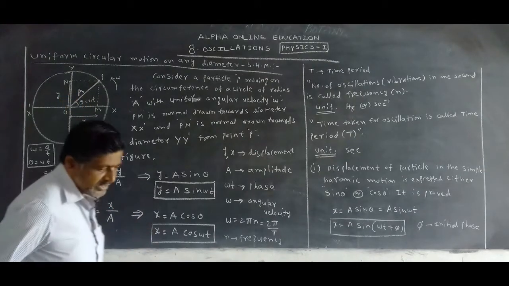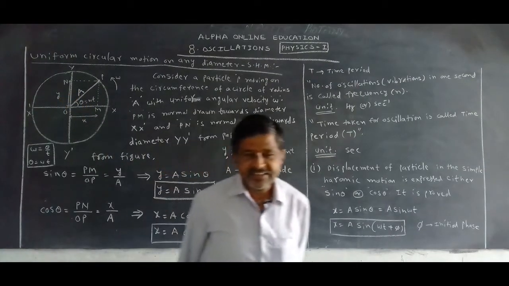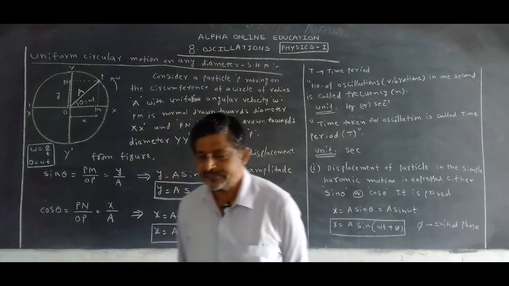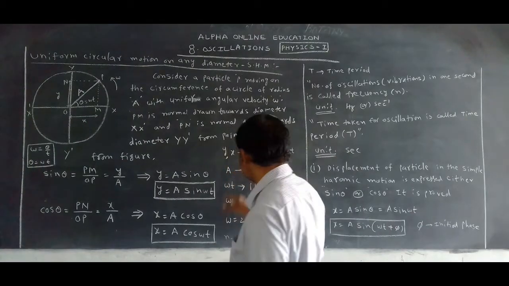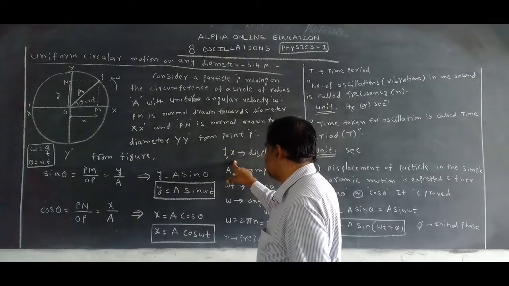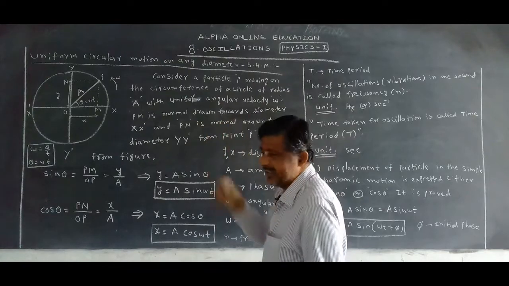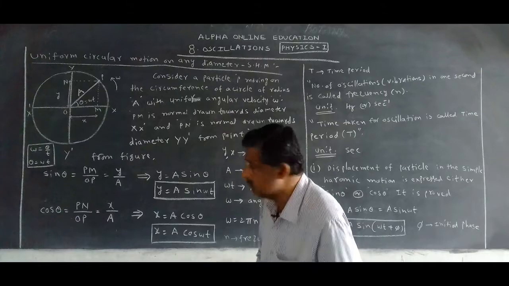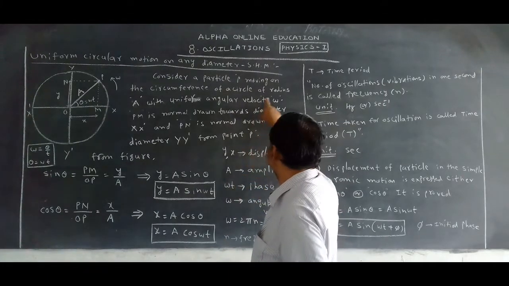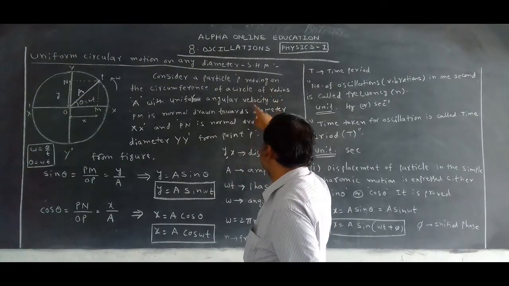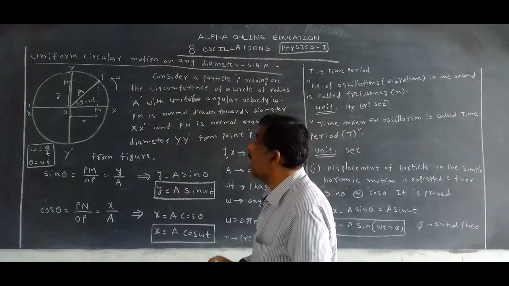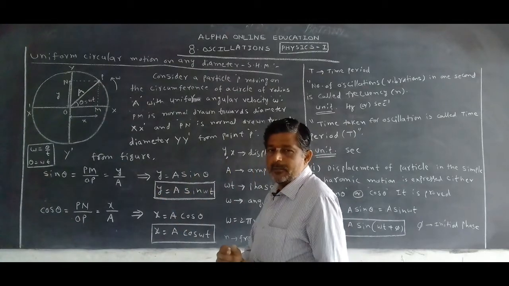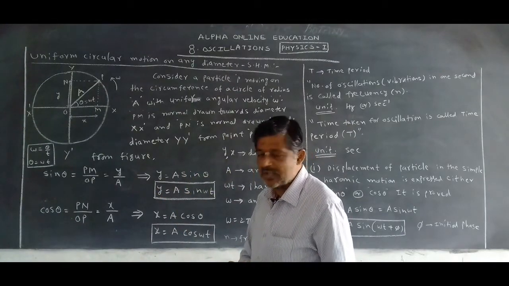We can get two equations. Along the x axis we get one equation, and along the y axis we get one equation. Now y and x are the which one? Displacements of the particles. What is A? Amplitude. Radius, but here what is it called? Amplitude. What is amplitude? We discussed it in the last class. Maximum displacement is called amplitude.